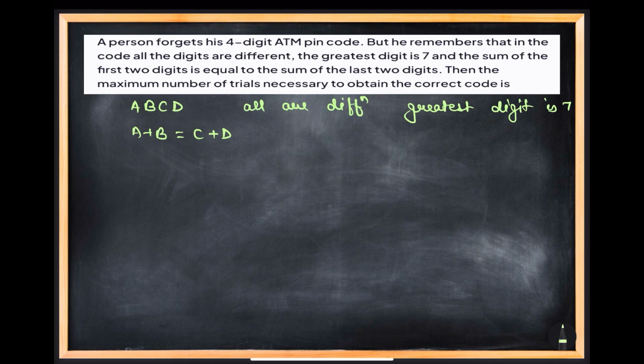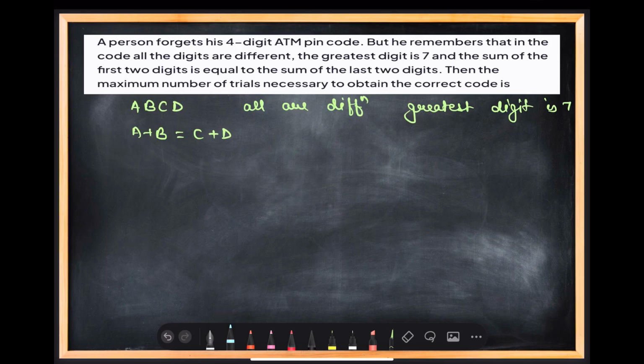Then the maximum number of trials necessary to obtain the correct code is... So they are talking about the maximum number of trials. If they talked about the minimum number, there would be only one case, no. So we want the maximum number of trials. So we want to find all the cases which follow this condition.